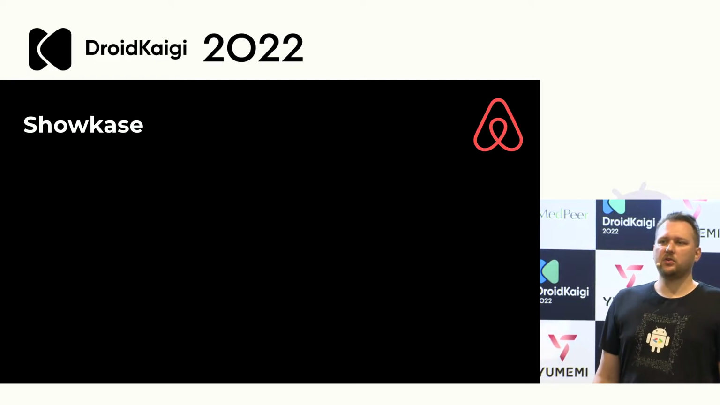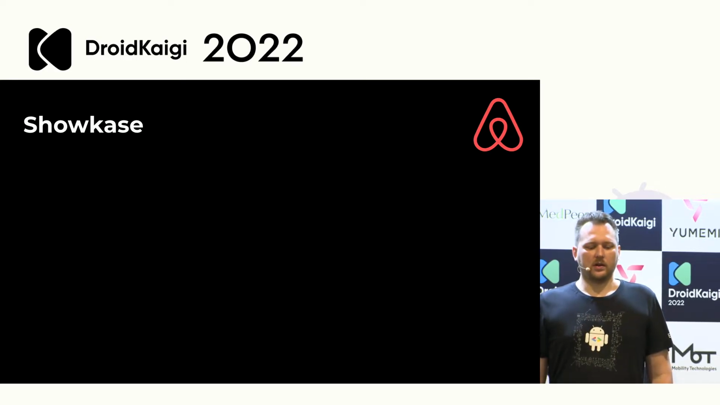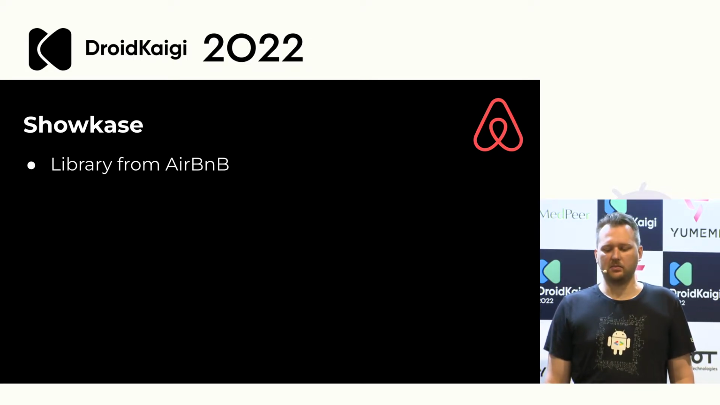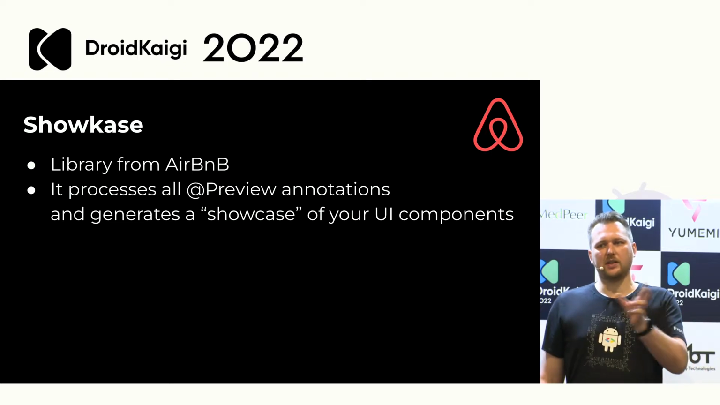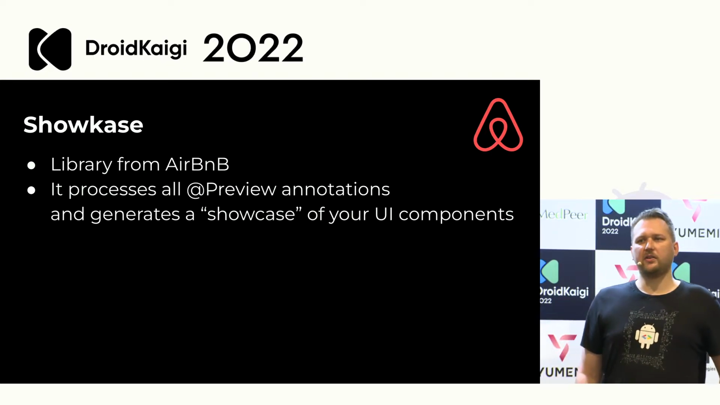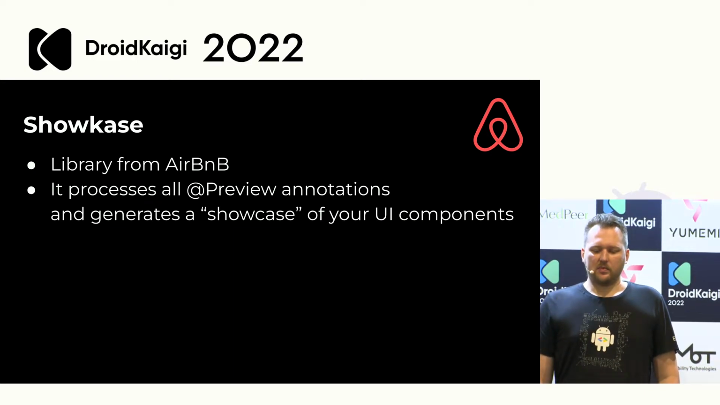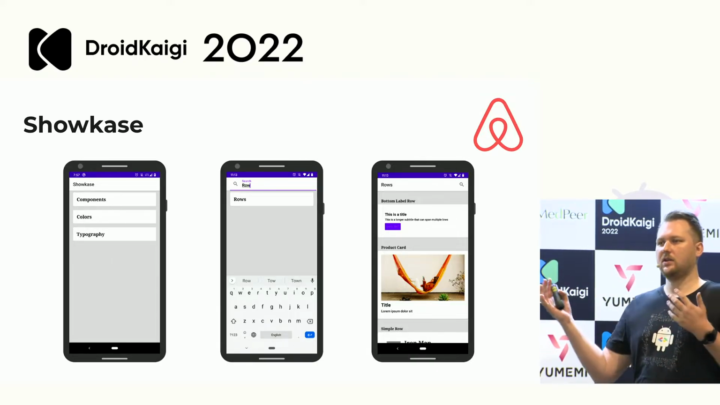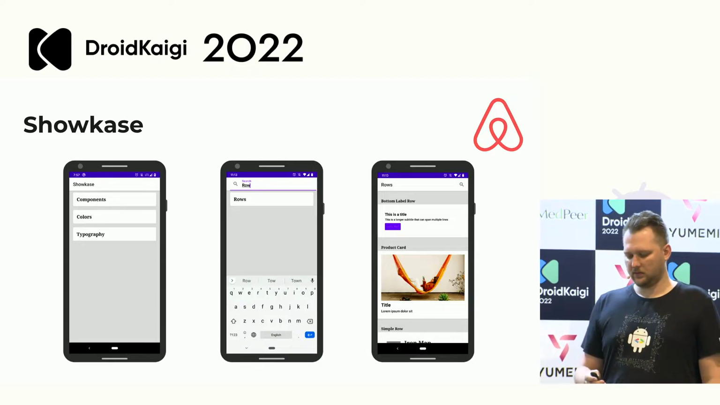And now I want to introduce you to three libraries, which will help us to do that. The first library is called Showcase. It's from Airbnb. What it does is it processes all your preview annotated methods, and it generates a showcase of your UI components. That's the main purpose of the app. It looks like this: a new activity in your app, which generates this UI from all your previews, and you can browse it.